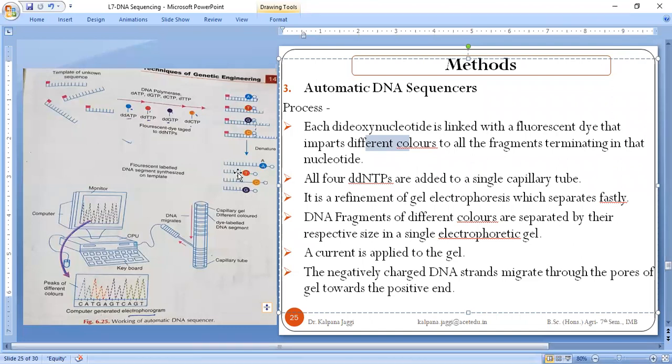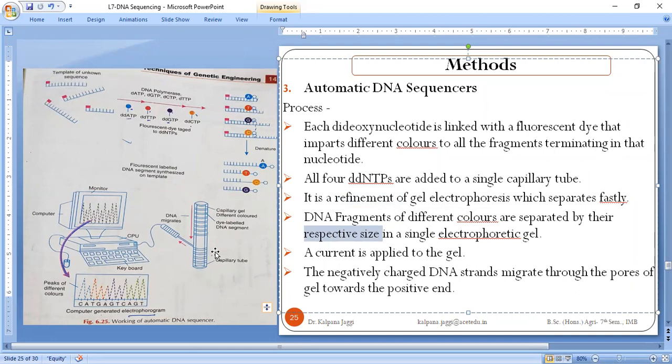What is done here? Electrophoresis is conducted for the separation of all these fragments. But this electrophoresis is carried out in a capillary for faster progression. So here this is the first step. All ddNTPs and dNTPs are added to this single capillary, which is a refinement for speed. If we want electrophoresis to take place, we take this single capillary tube, right? So here DNA fragments of different colors are separated on the basis of their size.